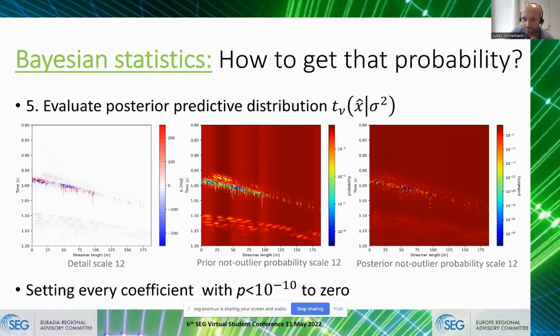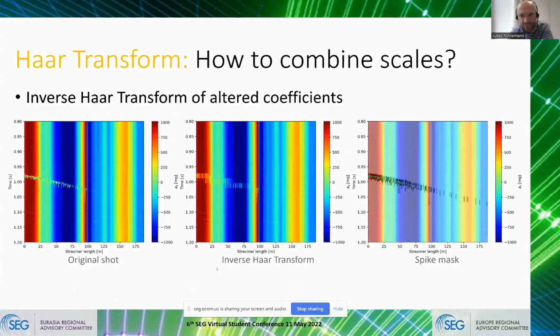So we are very sure that they are outliers compared to the waves, where we are very sure that they're not outliers. And now we can set every coefficient with a p-value of less than 10 to the power minus 10 to 0. And we do this for the 3 highest scales of our wavelet decomposition. And the next question is, how do we combine the results from these different scales? And we do this with the inverse Haar transform.